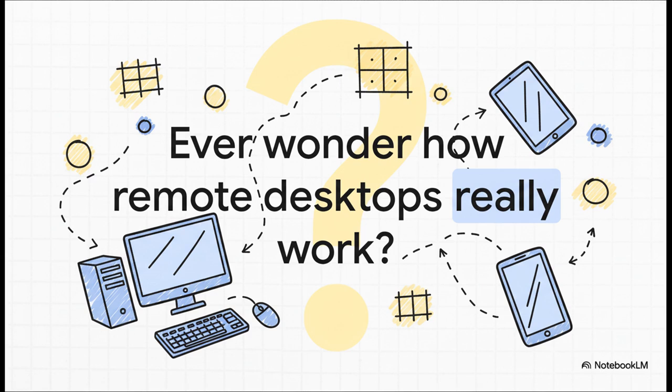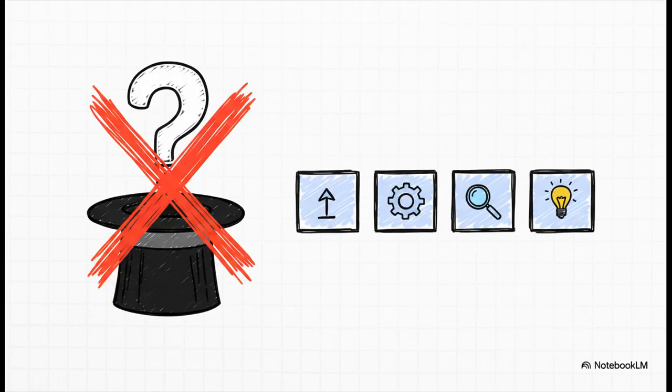You move your mouse and a cursor on a screen halfway across the world moves at the exact same time. How on earth does a simple click or a key press on your little laptop translate into a real action on a completely different machine? Well, it's not magic. It's actually a really beautiful logical process. And we're going to break it all down into 4 simple, easy-to-understand steps. We're going to follow a single mouse click from the moment you make it all the way to its destination.